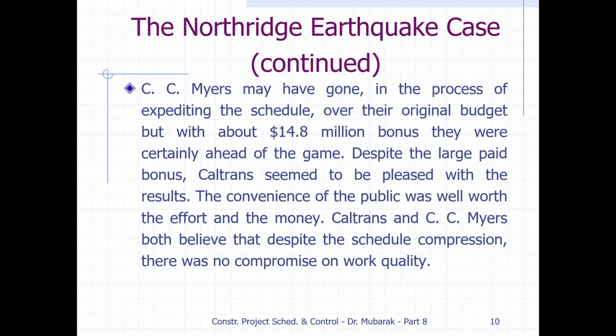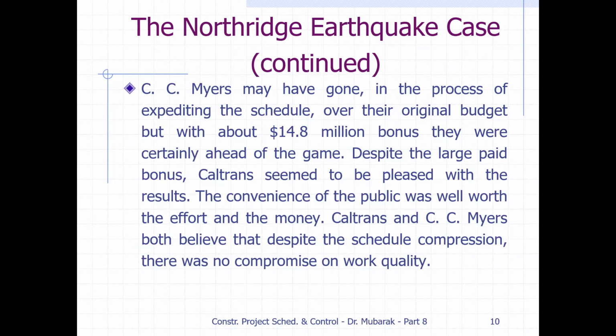The original contract was 14.7 million. So it means the contractor earned 29.5 million from this project by completing it early in 66 days, and then the project was open to traffic. Despite the large paid bonus, Caltrans seemed to be pleased with the result. The owner was also happy that the convenience of the public was well worth the effort and the money. The owner was happy that the contractor finished this project early, so the public can use this road for traffic.